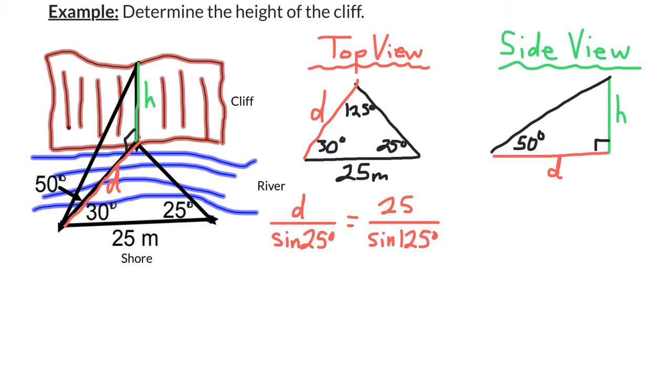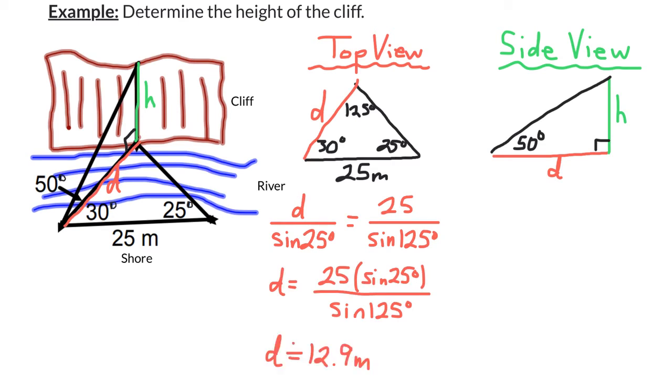So I'll set up my sine law ratio, rearrange the equation to isolate D, and plug that into my calculator and solve. So I get a distance of 12.9 meters across the river. So now when I solve for the height of the cliff on my side view, I can use that value of 12.9 meters for D.